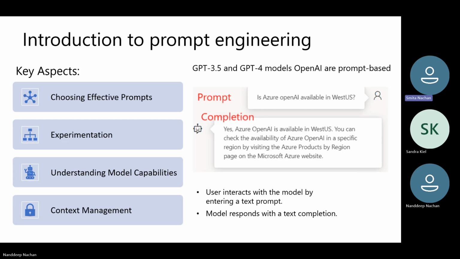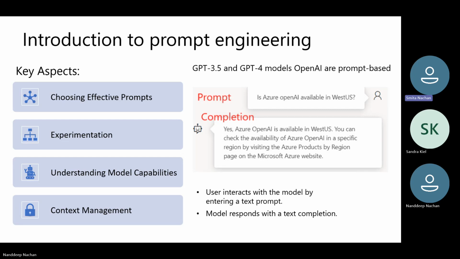And the fourth one, that is context management. So, considering the context and providing sufficient information within the prompt for the model to generate coherent and contextually relevant responses. So, prompt engineering is often employed in various natural language processing applications, including chatbots, content generation, as well as text-based question answering systems. So it allows users to have more control over the model's behavior and output, making the models more adaptable and useful for specific tasks.